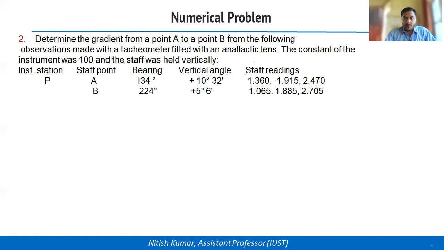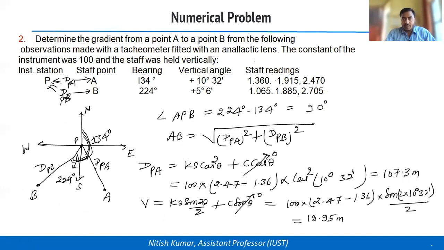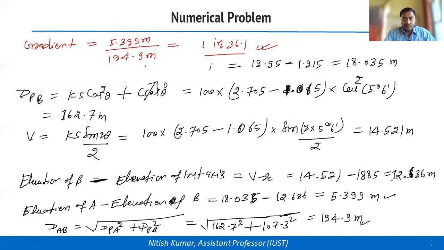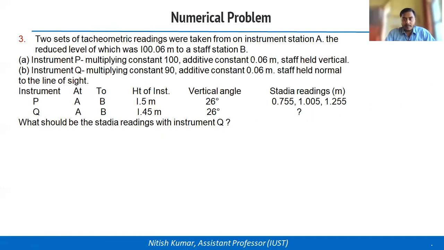So these are the few relations when the staff is kept vertical, and how we can calculate the horizontal distance between the instrument station and the staff. If you want to solve some numerical problem, then you can try this one. In this case, you have to calculate the gradient. In this case, at one station the staff is held vertical, at another station the staff is held normal. So only the formula changes.